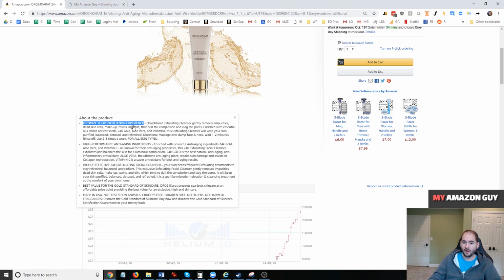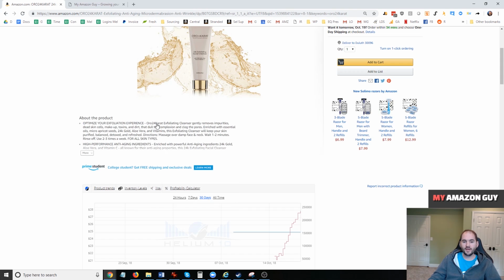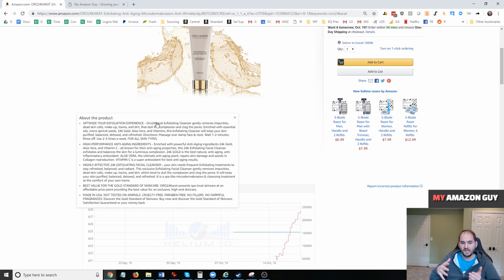So for example, "Optimize your exfoliation experience." We're basically explaining that this is going to be a different product because it's an exfoliating experience. And then we go on to explain, what does that mean? And we explain all that. It's high performance, it's anti-aging, it's got key ingredients, it's got gold in it, for crying out loud, right? So these are really cool, important things that we're trying to make pop. It's highly effective. We explain why it's highly effective.